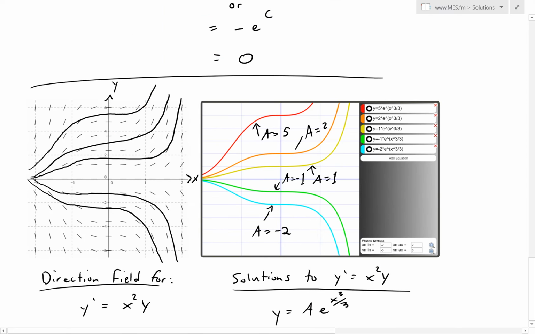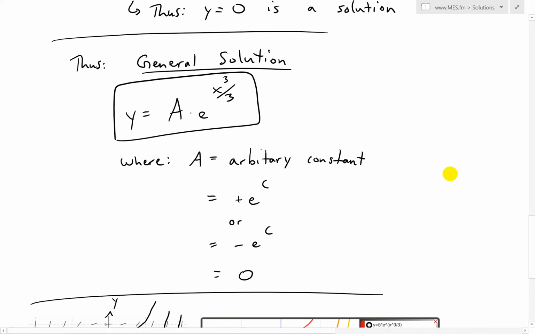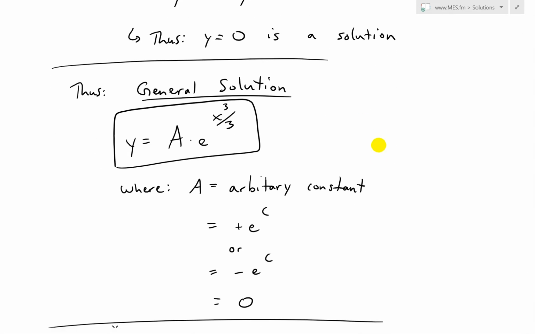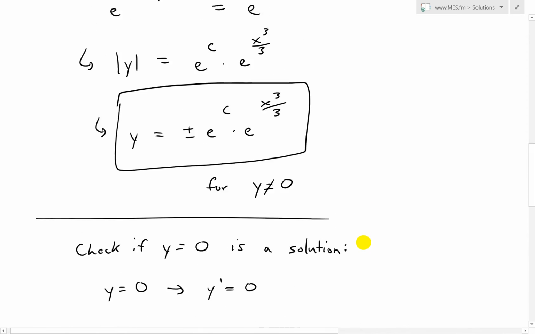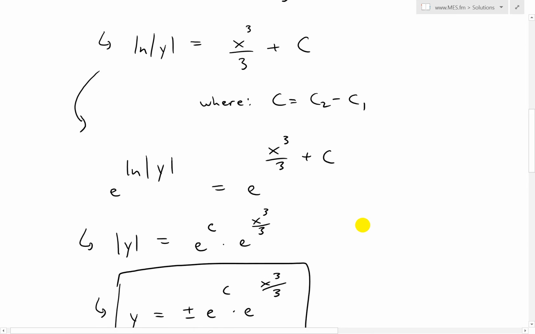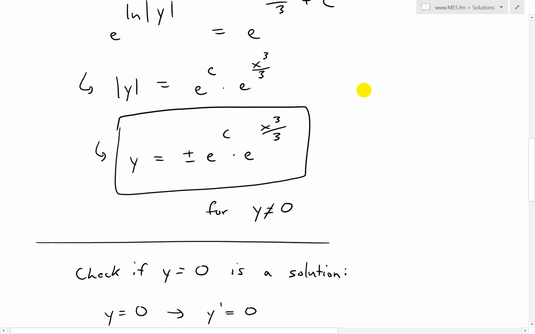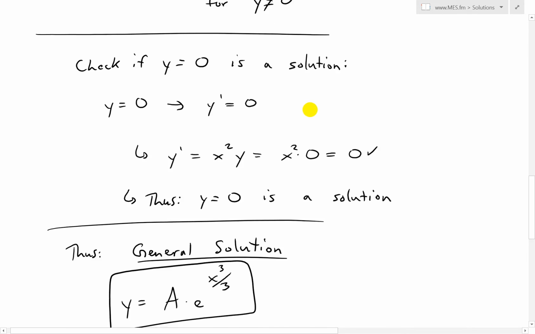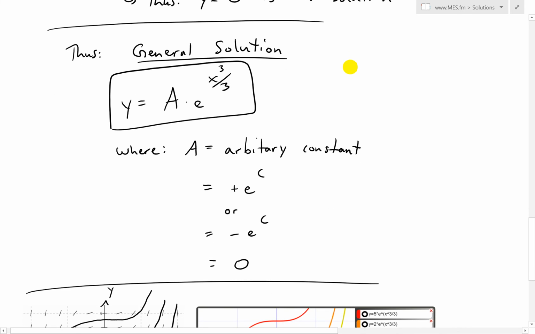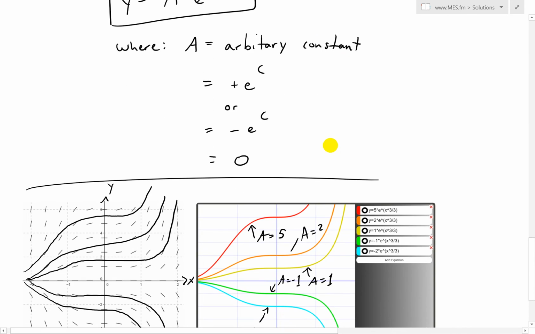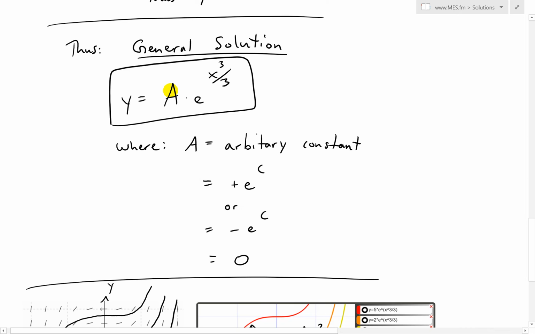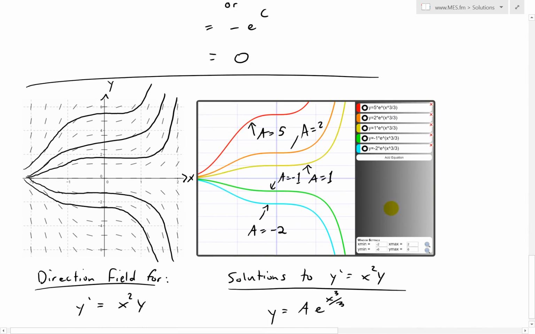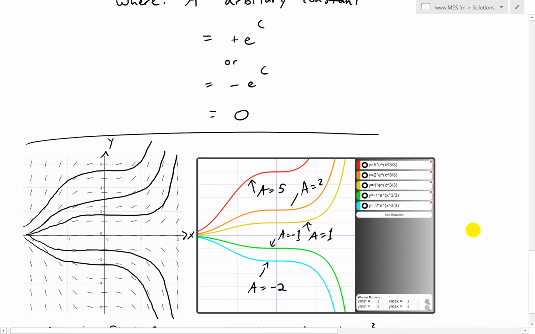Anyways, that's all for today. Hopefully you learned from this example how to get the solution, and also how to deal with constants of different types, like C2 minus C1, it's still a constant C. This plus or minus e to the C is still a constant. Y is 0, you could still have the constant 0 as a constant. So you could loop them all together into one giant constant A. And then as you see, the direction field and the solutions match up pretty well.